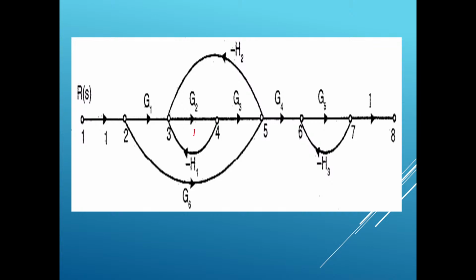This was one loop, loop 1, loop 2 and loop 3. If loops are said to be non-touching, there should not be a common node between the loops. So if you see here, loop 1 and loop 2 are touching, isn't it? They have a common node. What is the common node? Common node is 3. You can mention in the chat box if you are able to follow the class.